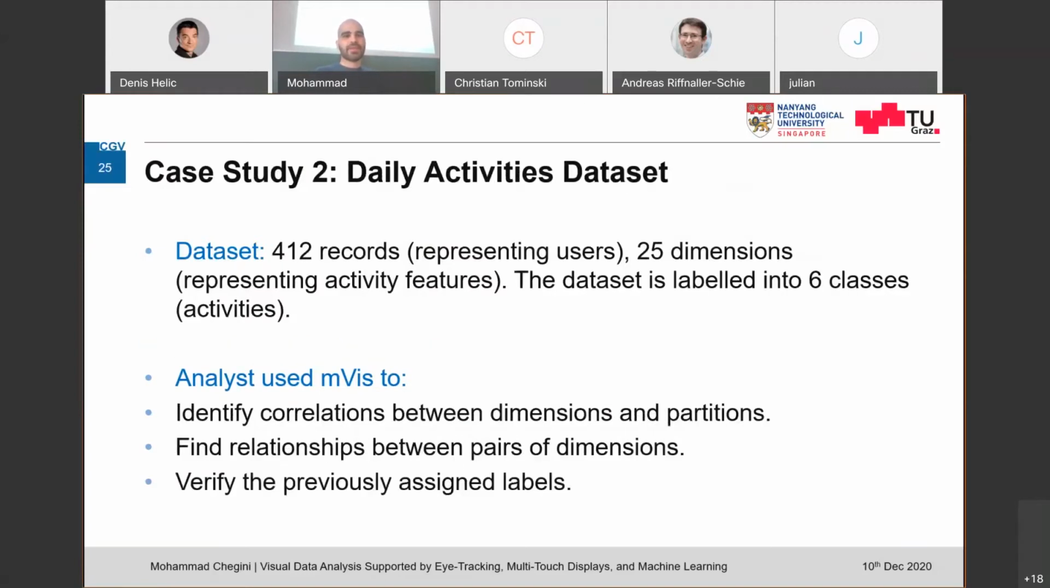In the second user study, there were over 400 records and 25 dimensions that were for activities, but not online activities, for real activities. For example, running, walking, standing. And what the user was very interested in was to identify correlations between dimensions and partitions, see which partition is correlated to what dimension. And with MVs, he was able to do so.